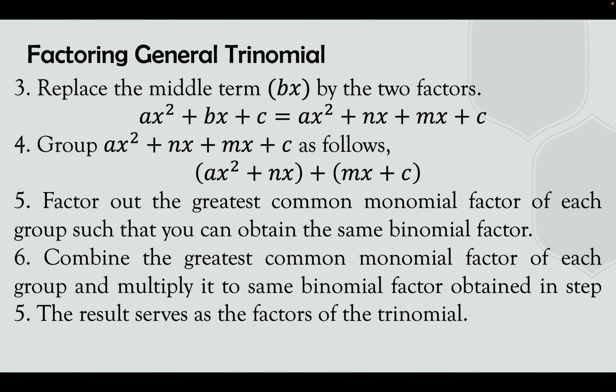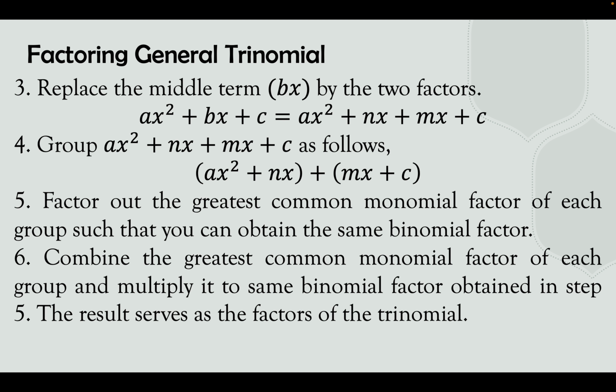Third, we need to replace the middle term bx by the two factors. So instead of ax squared plus bx plus c, we will now use ax squared plus nx plus mx plus c. And then group ax squared plus nx plus mx plus c as follows: ax squared plus nx, plus mx plus c. Number 5, factor out the greatest common monomial factor of each group such that you can obtain the same binomial factor. Now, we will recall here the GCMF topic in our first topic of our grade 8 lesson.